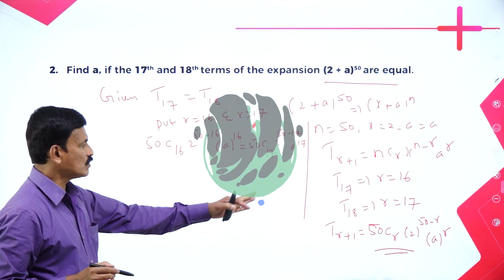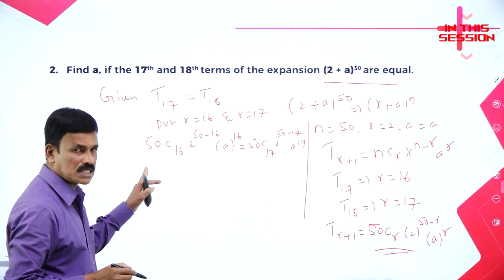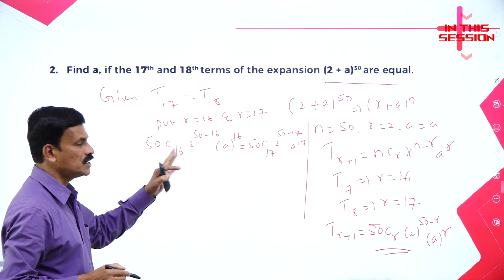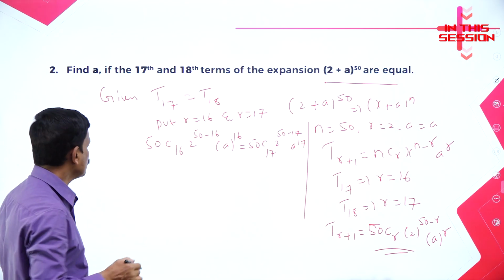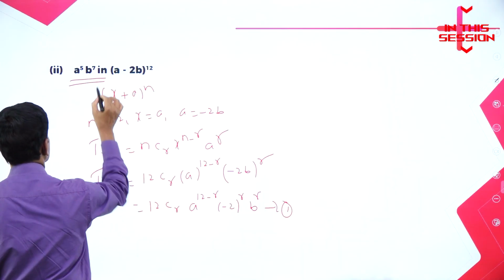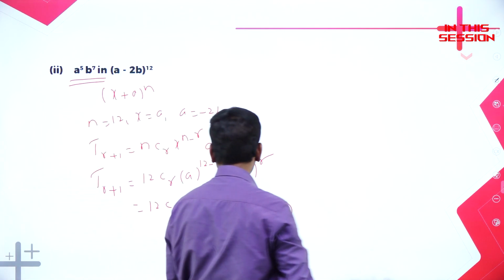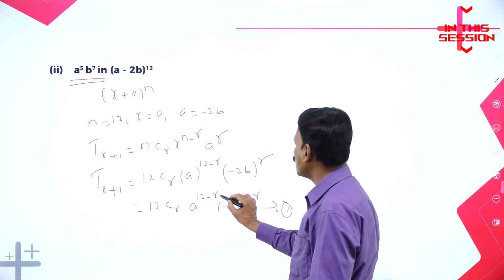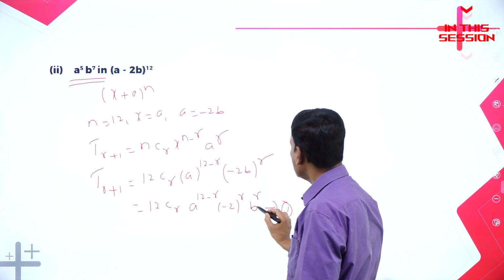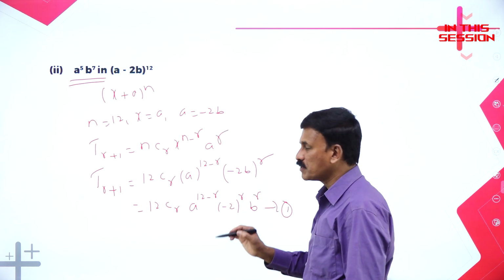Just put r is equal to 16 and 17, you will get this relation. T16, T18 and T17. The coefficient of a raised to 5 and b raised to 7. For that, just equate a to the power of 12 minus r to a to the power of 5, and b to the power of r to b to the power of 7.